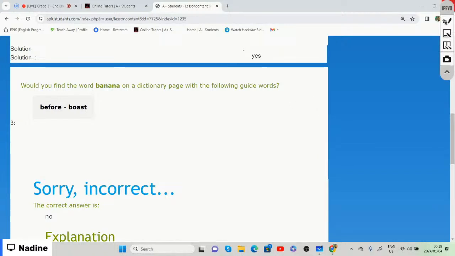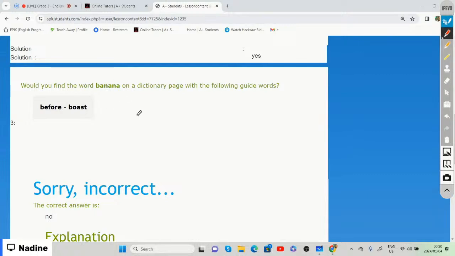All right, we need to say if this word banana comes between before and boast. Banana, B-A-N-A-N-A. Banana. Does it come between these two words? If you're saying yes, then you need to tell me what comes after what or before what. Or if you say no, then you must tell me where specifically you will find banana.